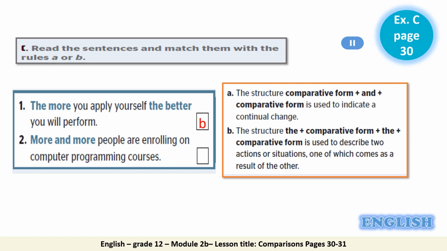It is evident that in sentence 2, the structure used is comparative form plus and plus comparative form, and this is indicating a continual change. More and more people are enrolling on computer programming courses.